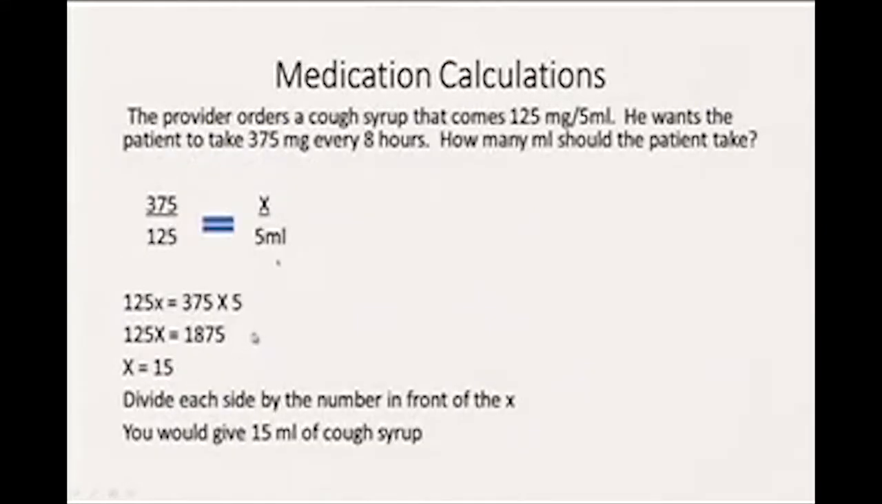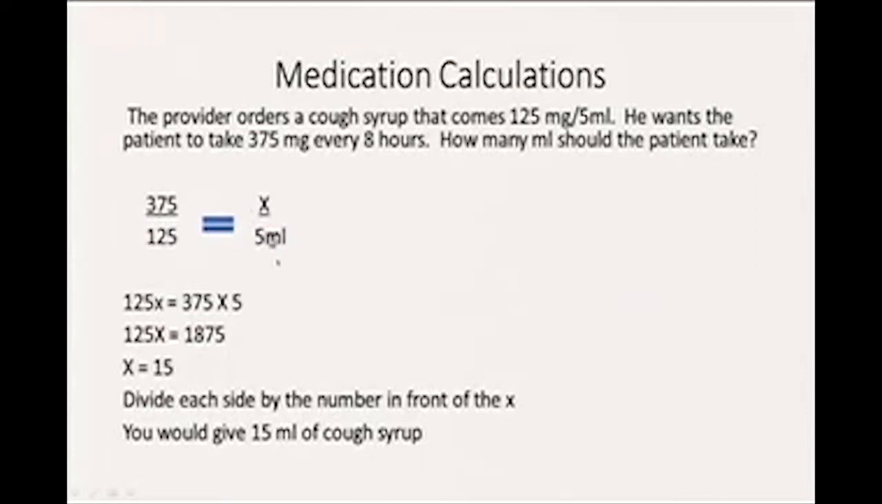All right. The provider has ordered some cough syrup that's 125 milligrams per 5 mLs. He wants the patient to take 375 milligrams every 8 hours. So how many milliliters of this cough syrup are we going to have our patient take? So let's set it up in a ratio proportion, all right? So what your physician has ordered is 375, and we don't know how much liquid it's in, but what we have on hand is 125 in 5.